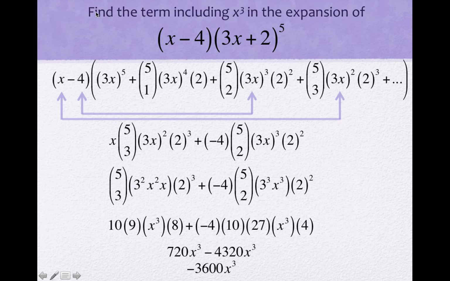And I look back and I say, well, it asks me to find the term including x cubed. That's my actual answer. Negative 3600 x cubed is the term including x cubed. However, if I would have asked for a coefficient, like our homework problems mostly do, I don't want negative 3600 x cubed. All I want in this case is negative 3600. So if it asks for the coefficient, I just want that number out front. If it asks for the term, I want the whole thing.